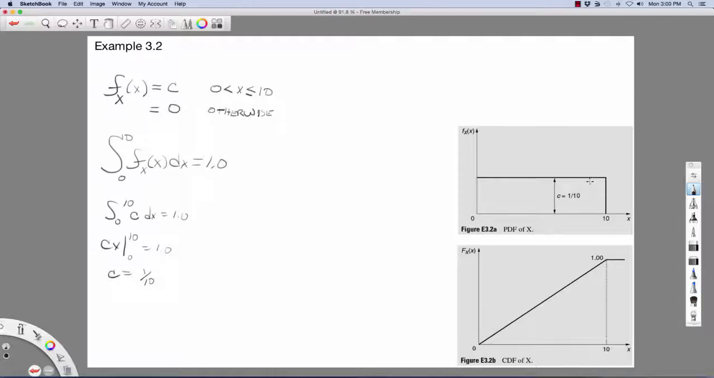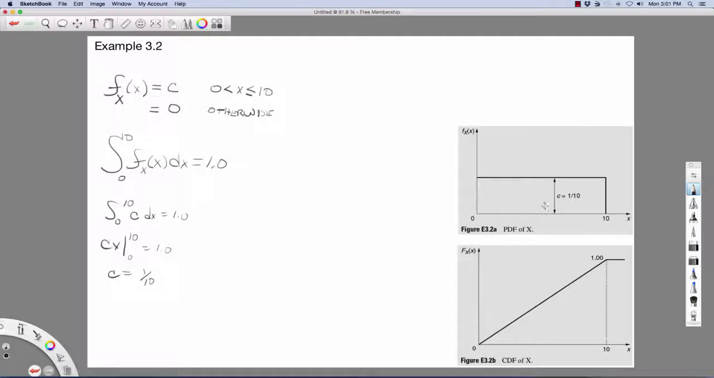So the PDF takes on this shape, and the area underneath here is exactly 1. Right? Because the height is 1/10 and the length is 10, so therefore that area has to be equal to 1.